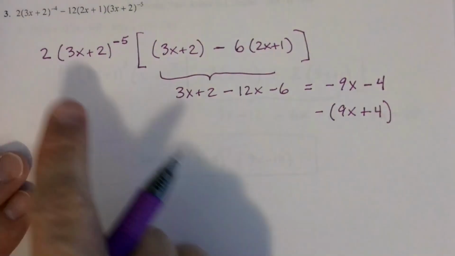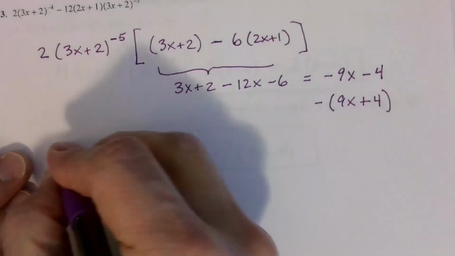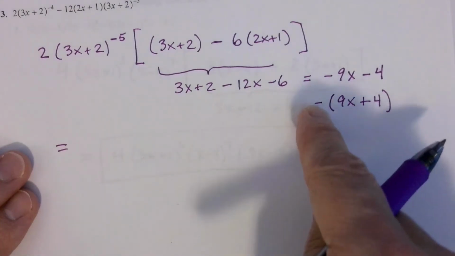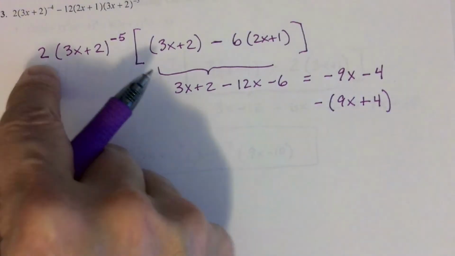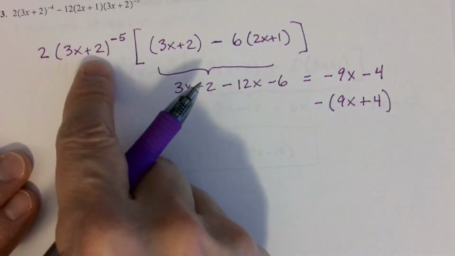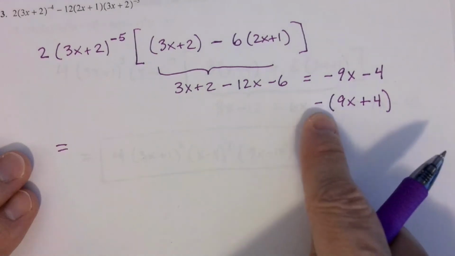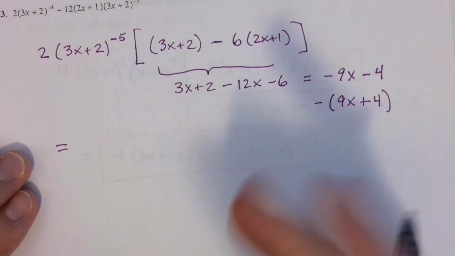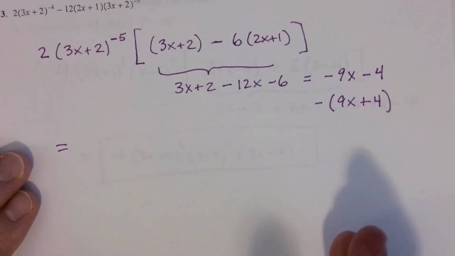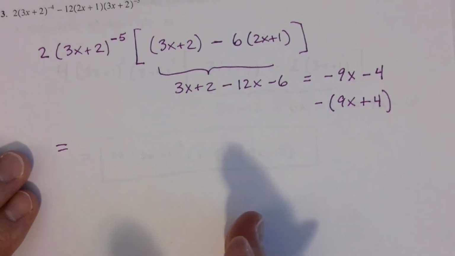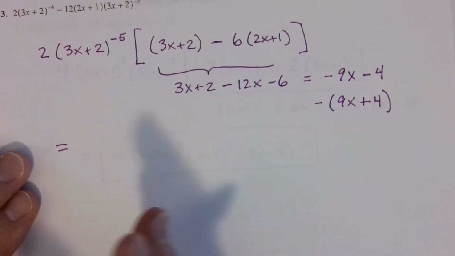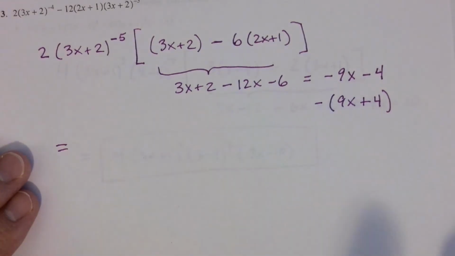And so when I write the whole thing together, what do I have? This is -1. I don't want to stick it in the middle. I want to bring all my numerical things to the front. So 2 times -1. Remember, I'm multiplying 2 times 3x plus 2 to the -5 times -1 times 9x plus 4. I'm multiplying 4 things. Multiplication is commutative. I can change the order. 3 times 4 times 5 is the same as 5 times 3 times 4 is the same as 4 times 5 times 3. It doesn't matter the way I multiply.